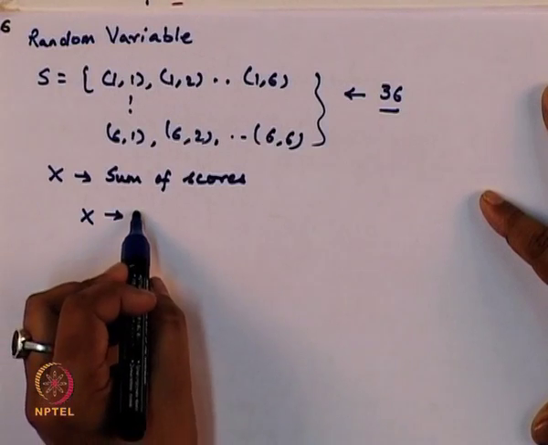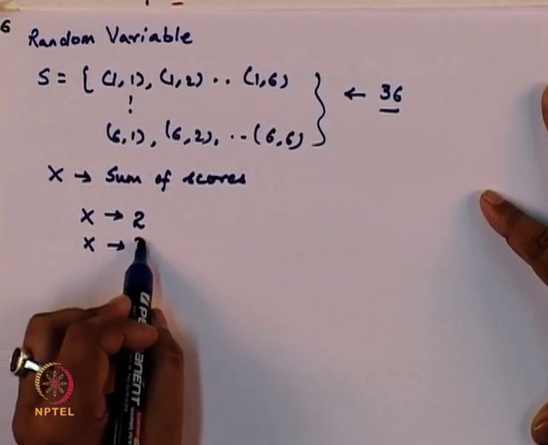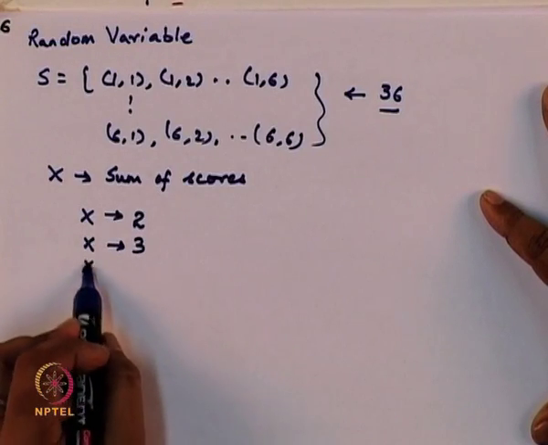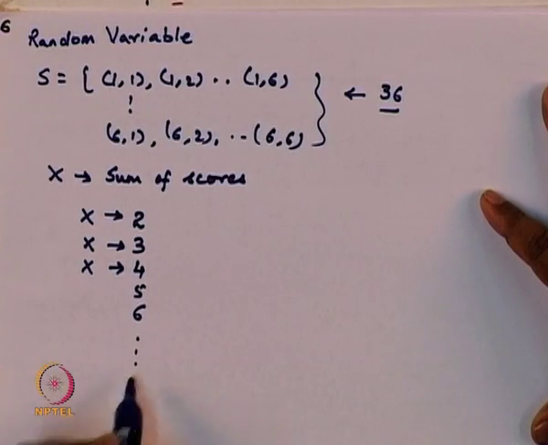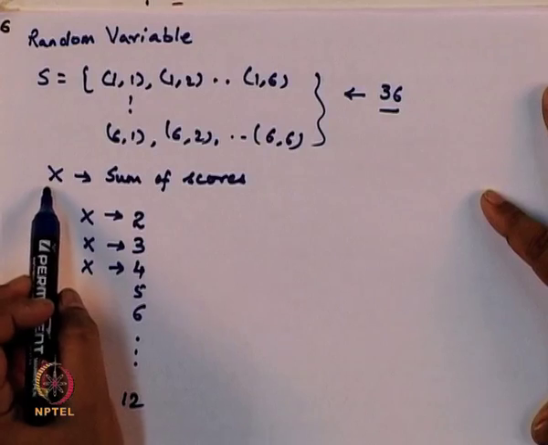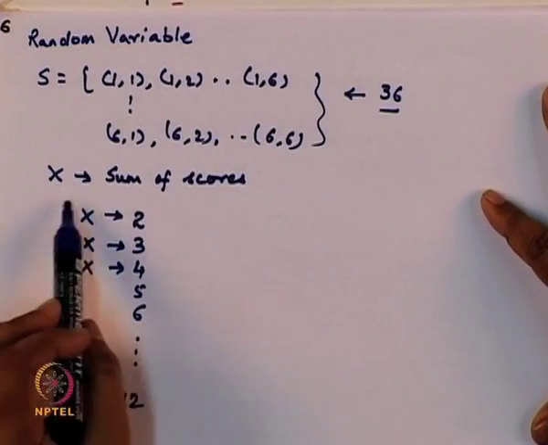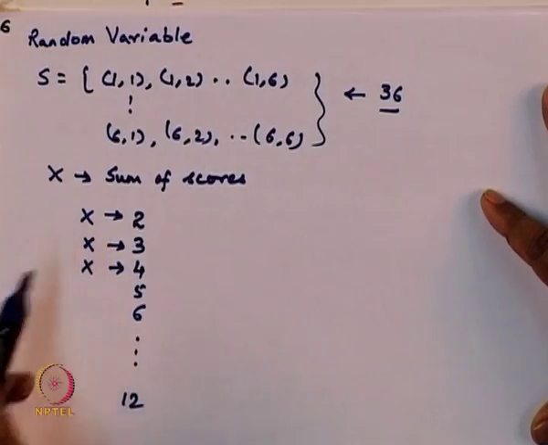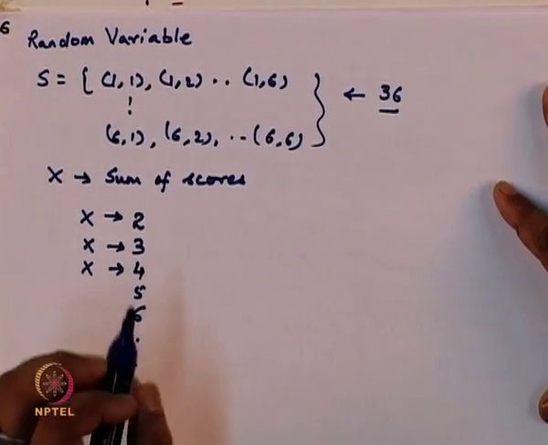X can be equal to, minimum value is 2, I can have 3, I can have 4, 5, 6, up to a maximum value of 12. So, x is a random variable. This is an example of a random variable, and we have defined the random variable in this particular case as the sum of scores. Okay. So, I can actually compute the probability of each of these events.